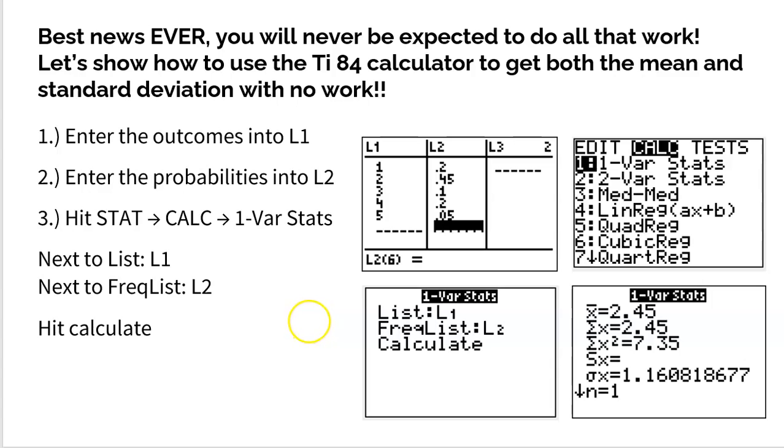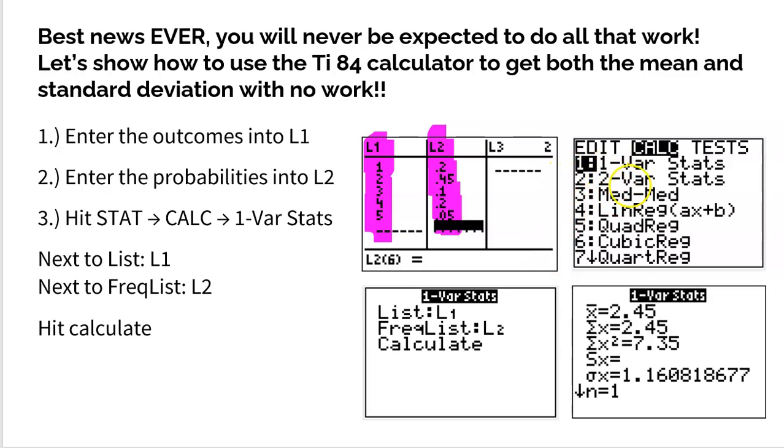First, we have to enter the data into the calculator. So we're going to hit the Stat button, and then we're going to go to Edit right away. In list 1, we're going to put our outcomes, 1, 2, 3, 4, 5 tickets. In list 2, we're going to put the associated probabilities, 0.2, 0.45, 0.1, 0.2, 0.05. Make sure the proper probability is across from the proper outcome. Once that's done, pretty simple, just exit out of there.